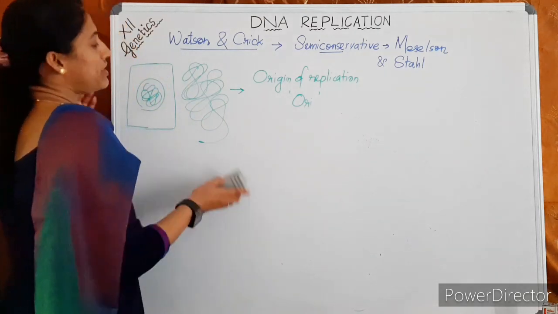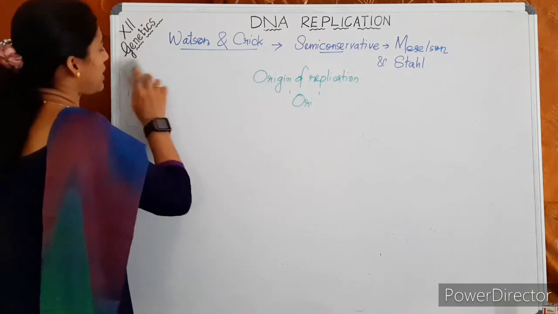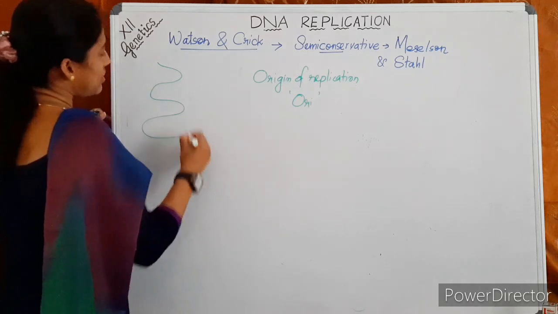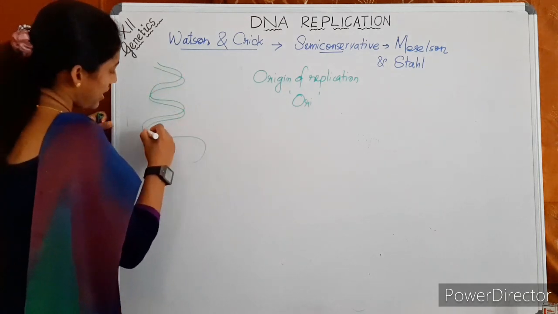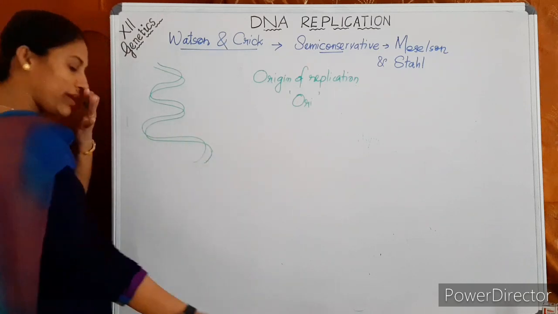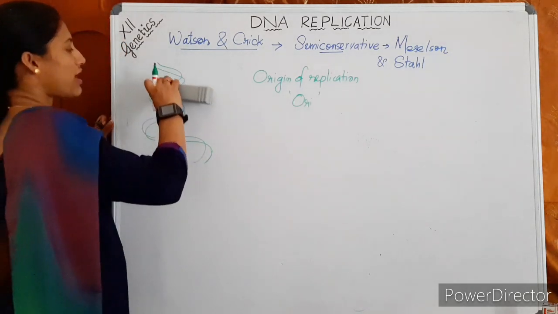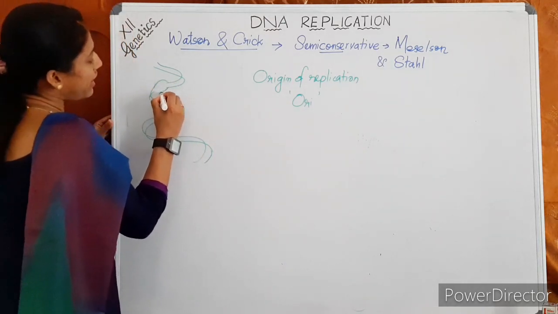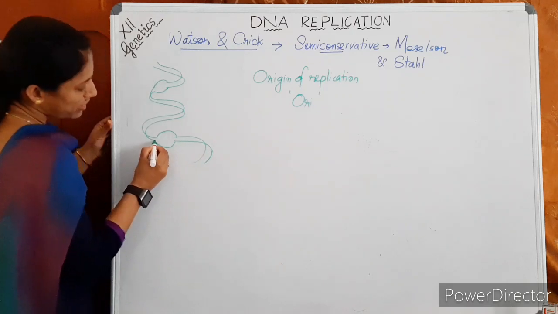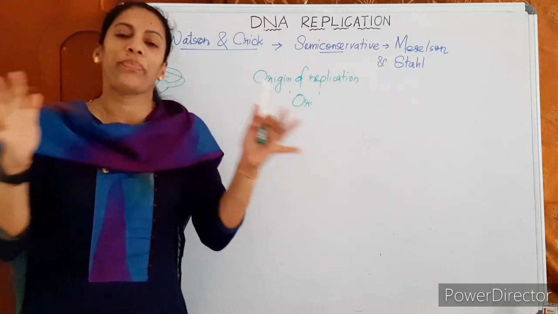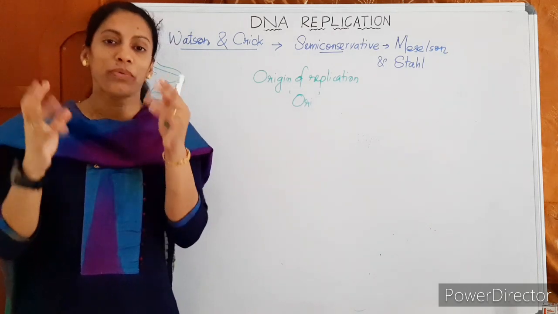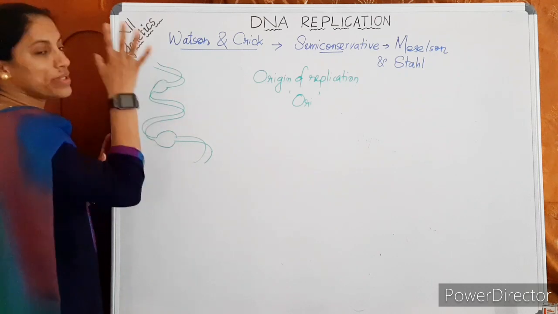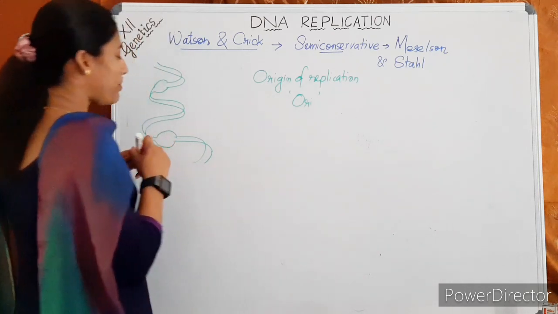Then what happens at the origin of replication site? Just understand, this is a double-stranded DNA, and here is one ORI site, here is another ORI site. At the ORI site, at first the DNA uncoils. The two strands of DNA separate at the ORI site with the help of certain enzymes, which we will discuss. And it produces some bubbles. You can see some bubble-like structures.